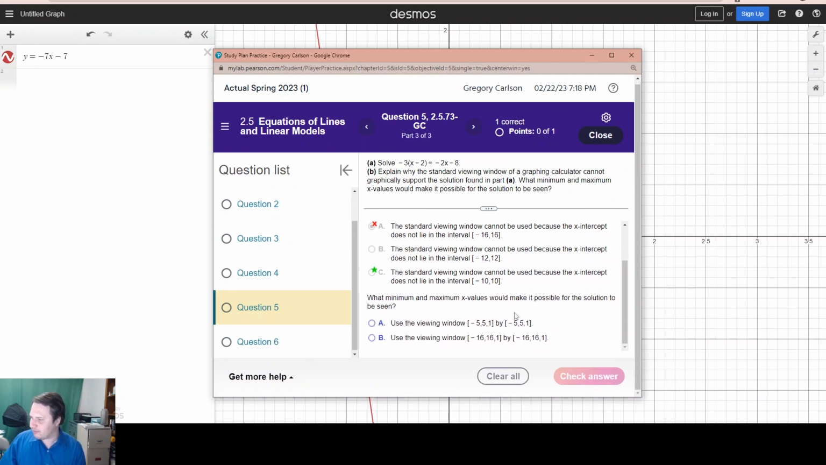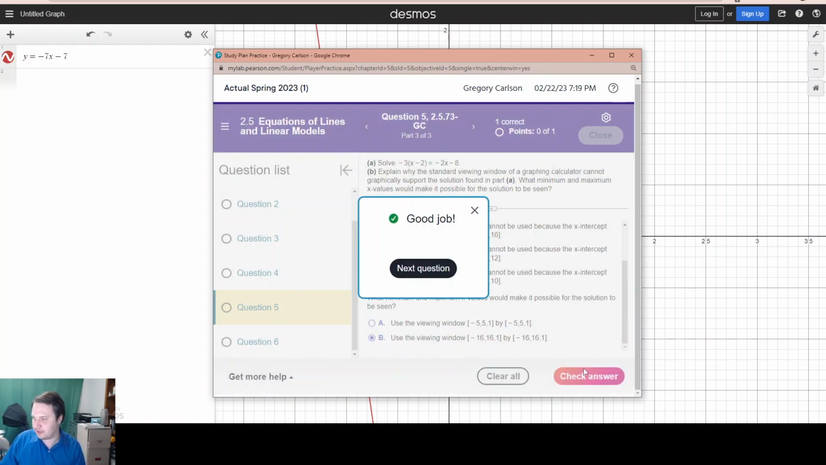What minimum and maximum values would make it possible to view the solution? This is the question I thought they were asking. The answer to this would be B, because it goes from negative 16 to 16, and the 1 means that the x increment goes up by 1. And so that's what you need to know for that.